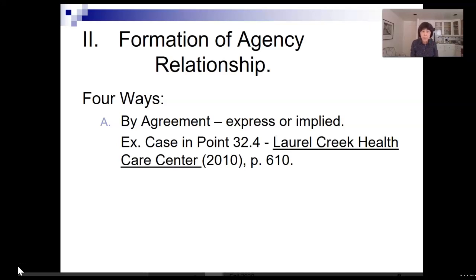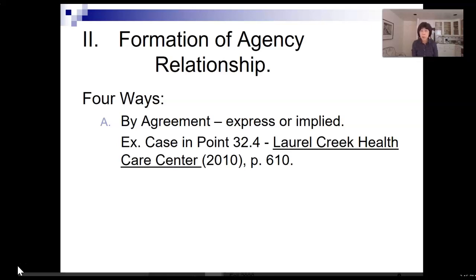So the first way, letter A, agencies can be created by agreement between the principal and the agent. These agreements can be expressed or they may be implied. Your text gives you an example.